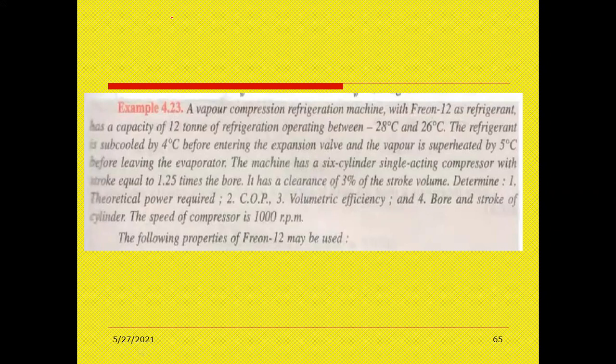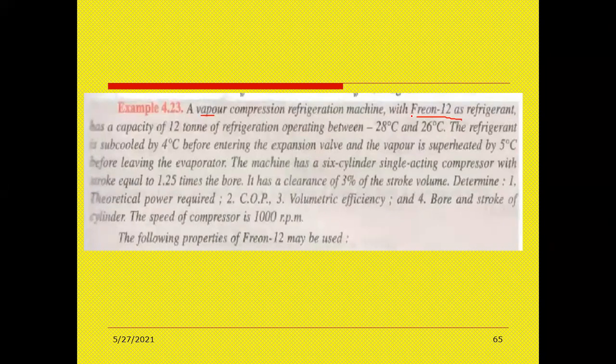So here the vapor compression refrigeration machine, the refrigerant we are using is Freon 12, and it has a capacity of 12 tons of refrigeration, operating between minus 28 degrees and 26 degrees. So what is the capacity of refrigeration? 12 ton refrigeration with refrigerant Freon 12, and the temperatures range from minus 28 degrees centigrade to 26 degrees centigrade, right?